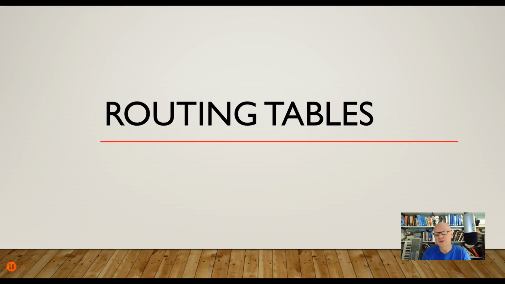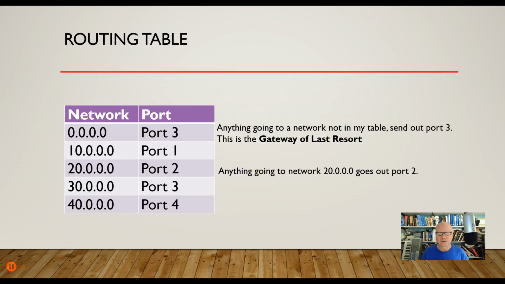So the question comes up, how does a router know how to send or where to send a packet? Well, a router knows by something called the routing table. A routing table looks like this.